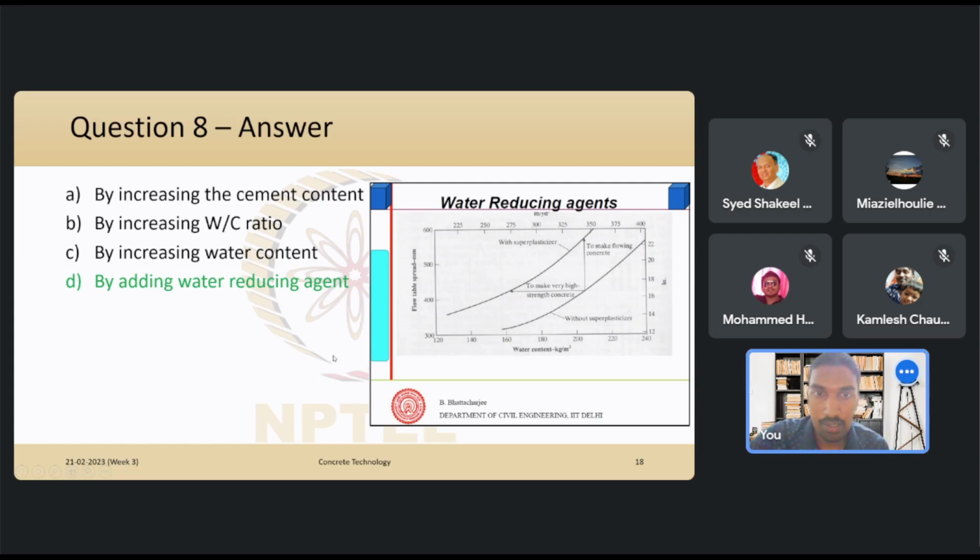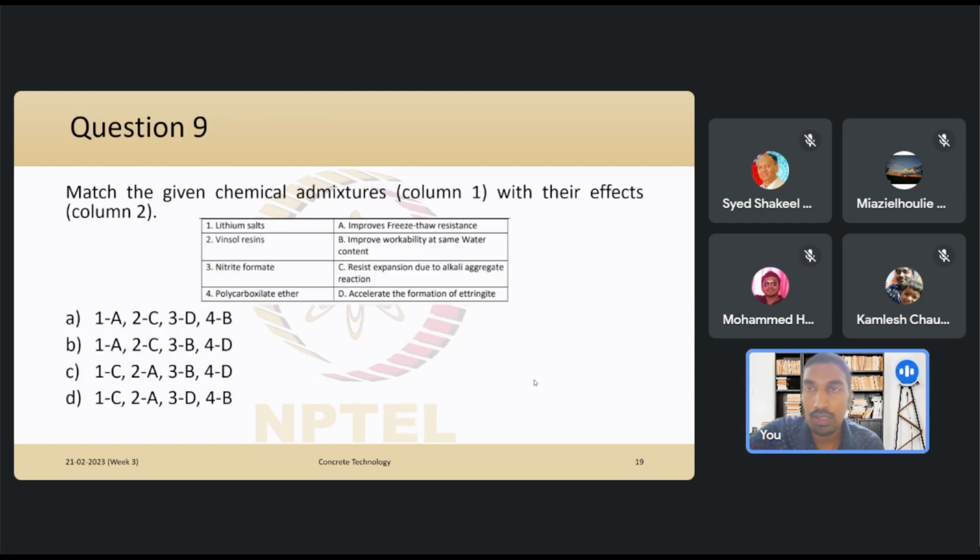Okay, any questions? Okay, moving on to question number 9. So we are given two columns. In column 1 we are given some admixtures, and in column 2 we are given some effects. So we have to match the right admixture with the right effect.